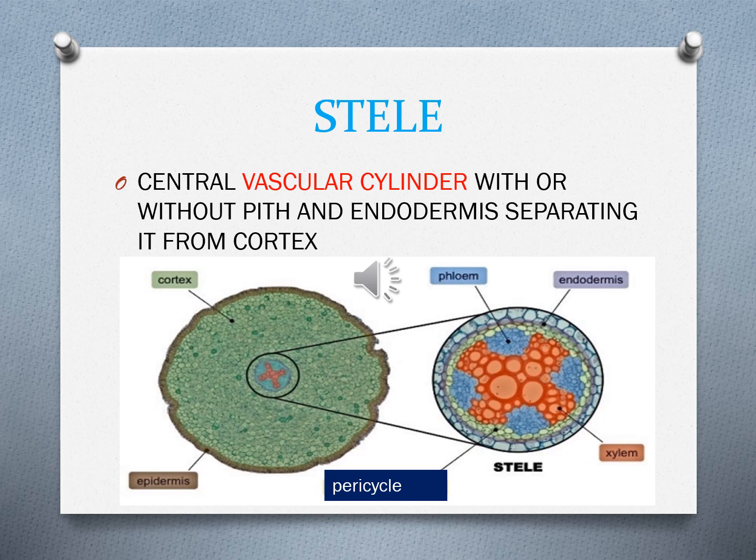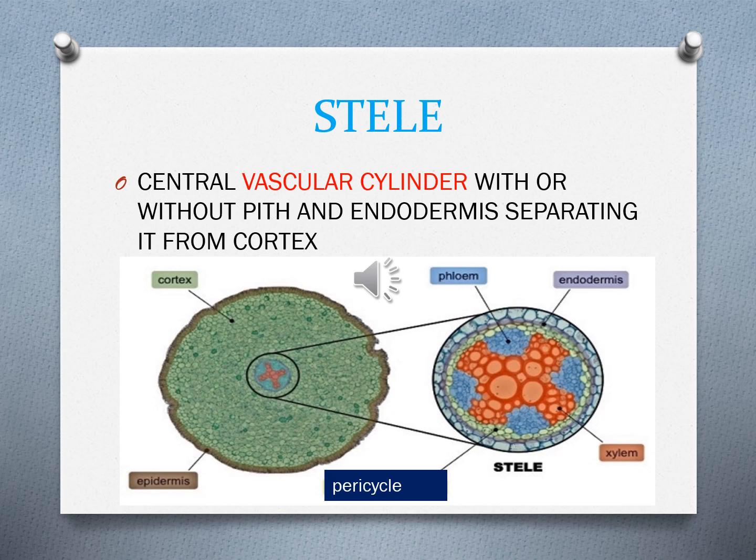As I have already mentioned, the Pteridophyta has a well-developed vascular system. It is one of the main characteristic features that separates the group from the lower group of bryophytes. The vascular tissues, xylem and phloem, join the group Pteridophytes. The stele. What is the stele? Stele is the central vascular cylinder with or without pith and endodermis separating it from cortex.